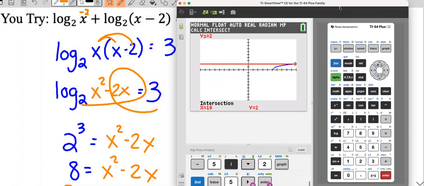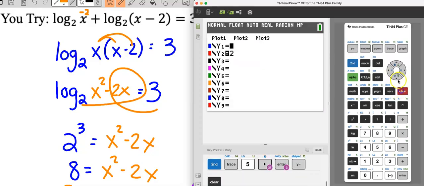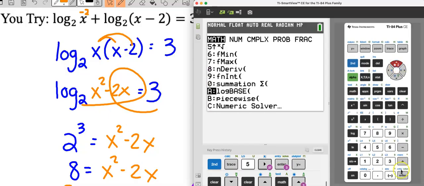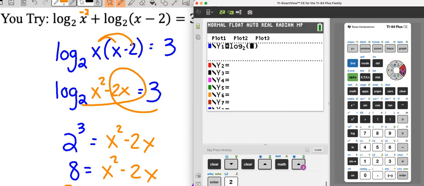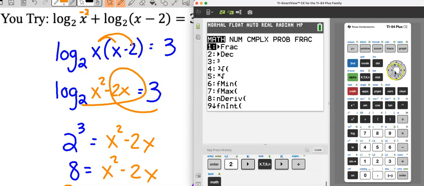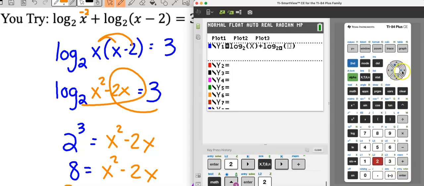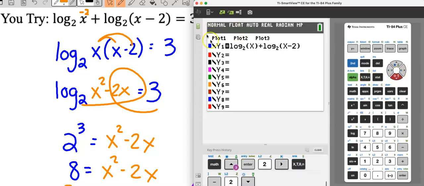So now again, I will show you how to do this if you're like, nope, nope, not doing that math. So we press y equals. We type in log base 2, which is again under the math section. Log base 2 of x, and then put a plus. A lot of people forget the plus. Another log base 2. And then we have x minus 2 in parentheses. And then on the right-hand side, we just have a 3.